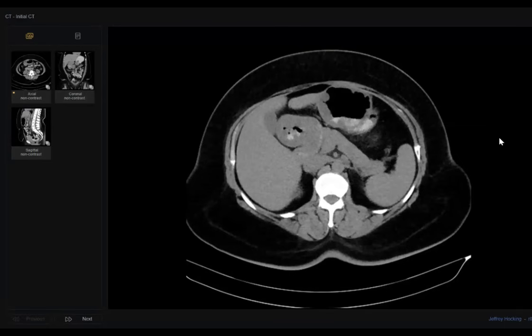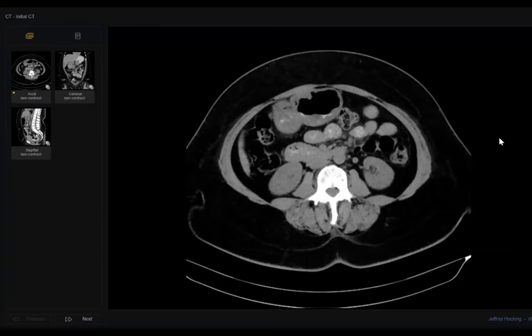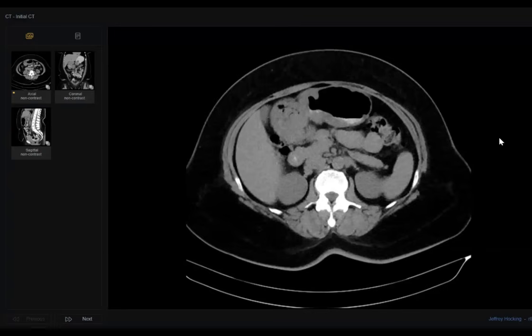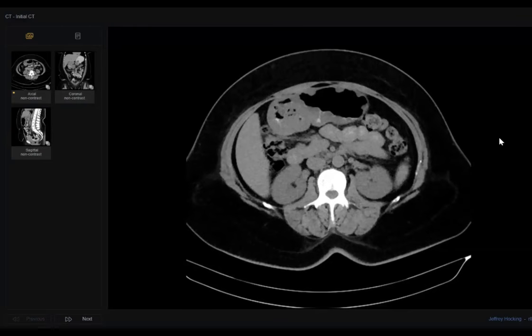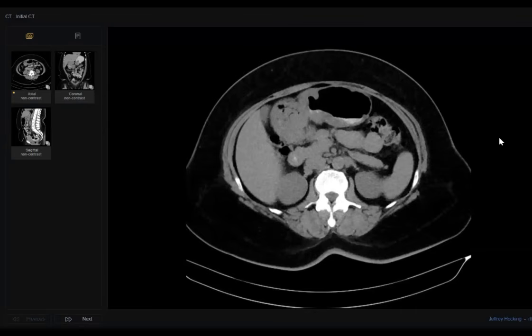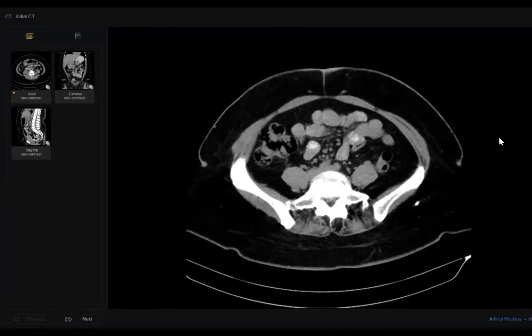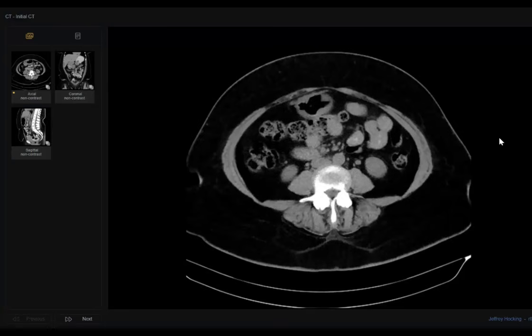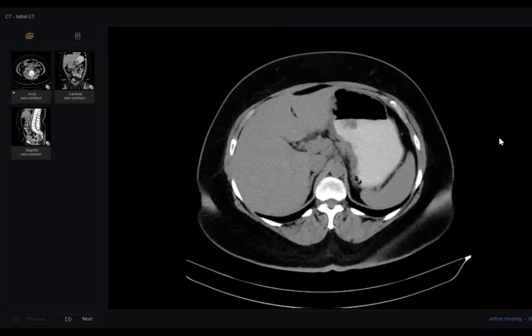I'm presented with axial non-contrast CT with oral contrast. I can see a thickening of the stomach wall appreciated at the antrum and pylorus, with nodularity, minimal fat surrounding, fat stranding.